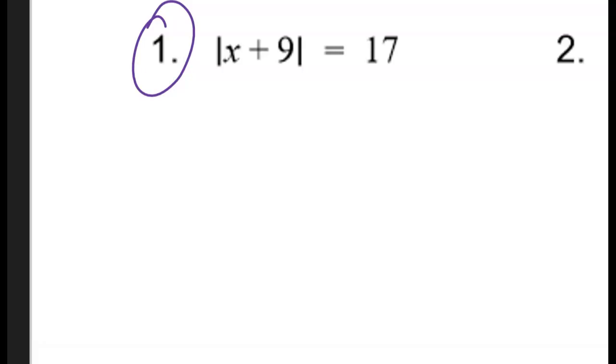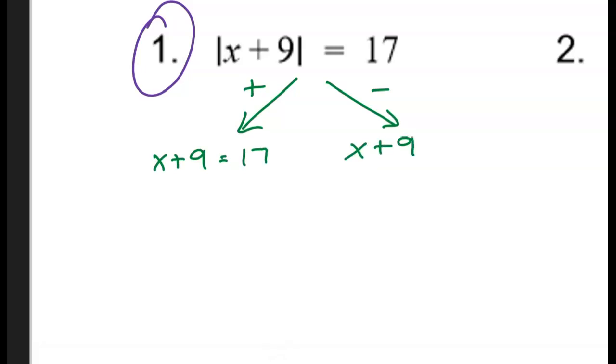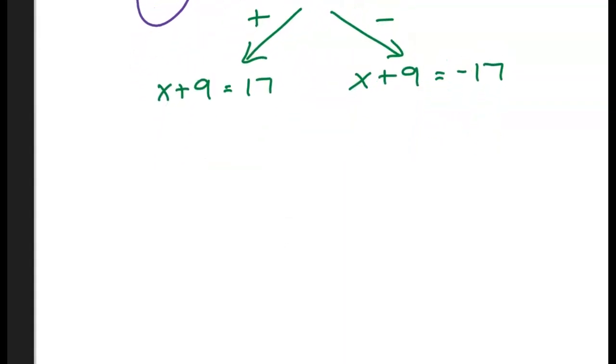Right, exactly. So we do what I like to call the split. Split into the positive and negative. So we have x plus 9 is equal to a positive 17, and also x plus 9 is equal to a negative 17. And we're solving for both here. To get the x by itself, I subtract 9 over.